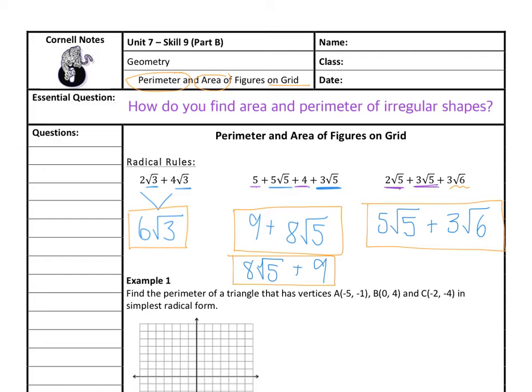Now again, if you were to reverse that and have written 3 radical 6 plus 5 radical 5, totally fine, nothing wrong with that. So that is a skill that you do need to know when we focus specifically on these perimeter problems, because if you think about how we find distance, we use Pythagorean theorem, a squared plus b squared equals c squared. We always tend to end up with a radical, so it's important that you know how to simplify your final answer. So let's scroll down here and look at the first example.